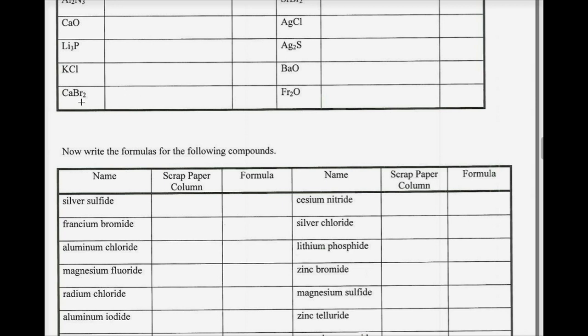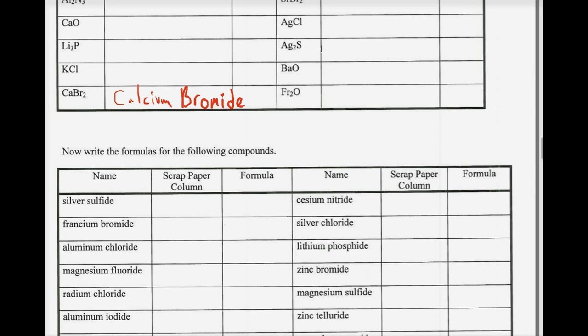The only thing you change is the ending of the negative ion. It gets turned into IDE. So if I do this one, it's Ca, which is calcium. It's not calcium bromine, it's calcium bromide. The INE was switched to an IDE. And that's basically all there is to it.